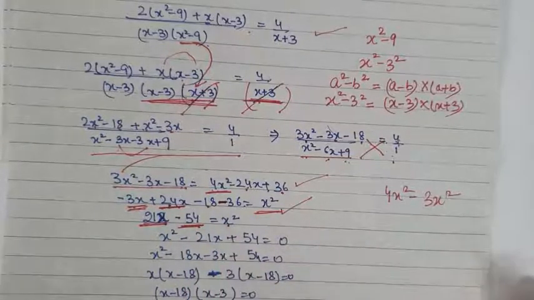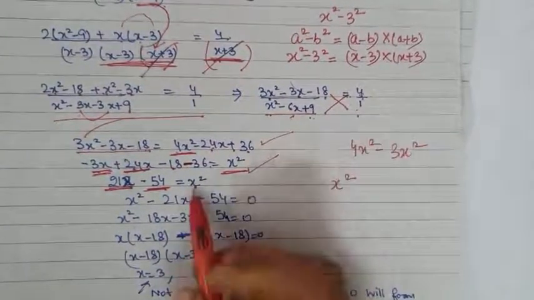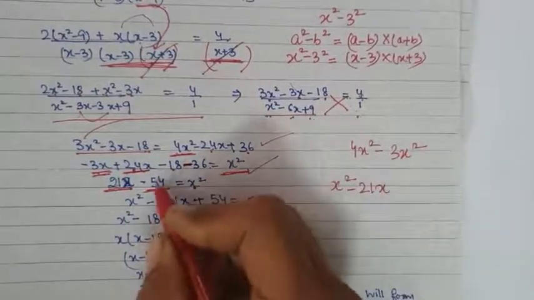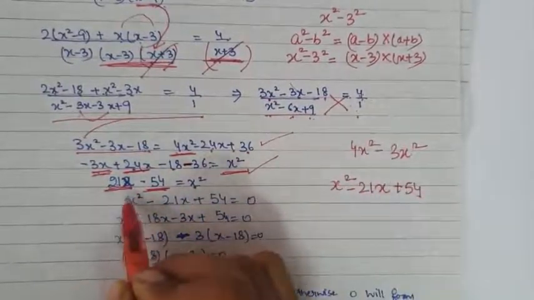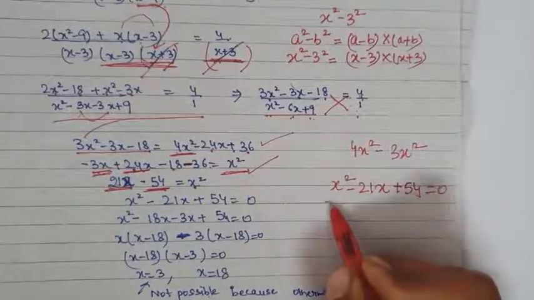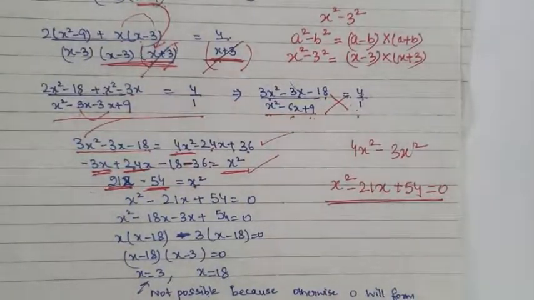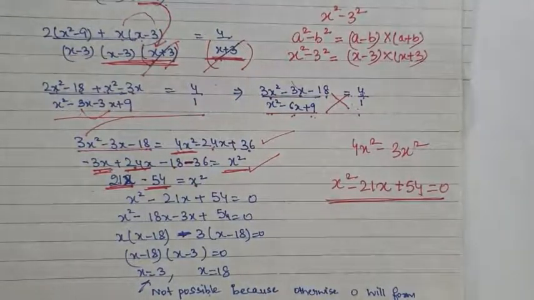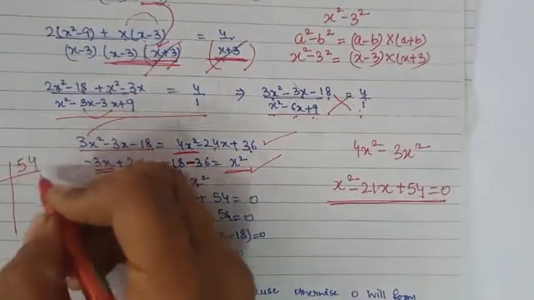So children, see this step very carefully. Now we get x square, it is getting shifted, minus 21x, it is getting shifted, plus 54. Nothing is left on the other side, we can write 0. Now, in the first video we discussed how we can factorize a second degree polynomial. So here also we will follow the same method. Now 54, factors of 54 we will make first.